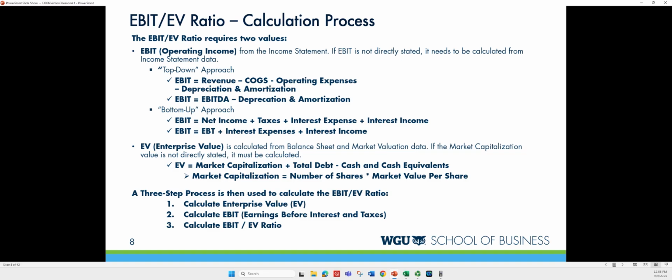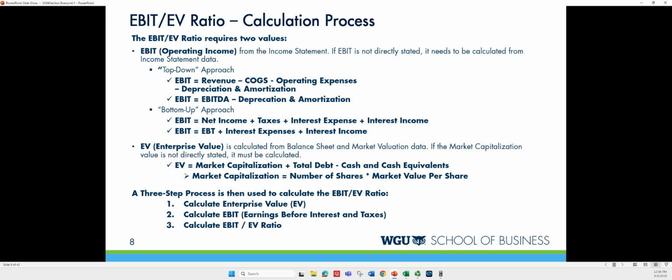Okay, and our market capitalization, if it's not provided, needs to be derived, and we usually find the number of shares is going to be presented and the market value per share. And so our market cap value is going to be number of shares times the market value per share.